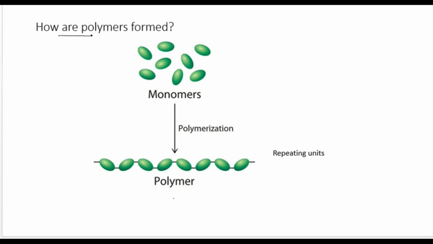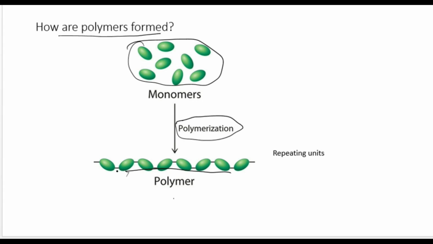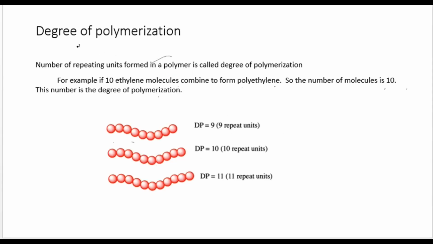Next, how are polymers formed? As we already discussed, many monomers combine to form a longer chain called a polymer, and that process is known as polymerization, and each one of these is known as a repeating unit. Then what is degree of polymerization? Number of repeating units formed in a polymer is called degree of polymerization.